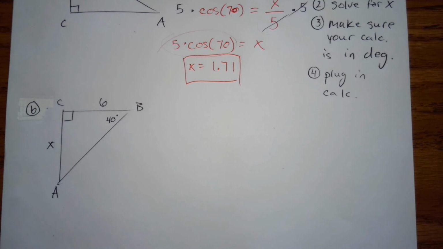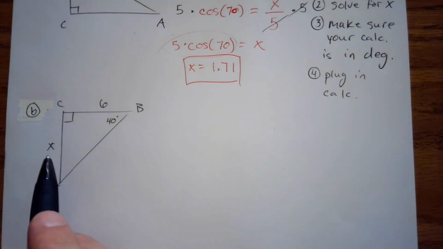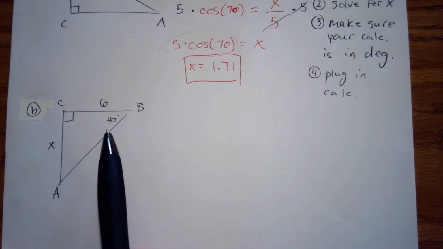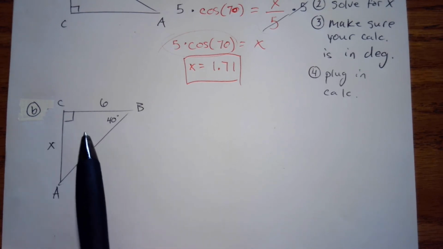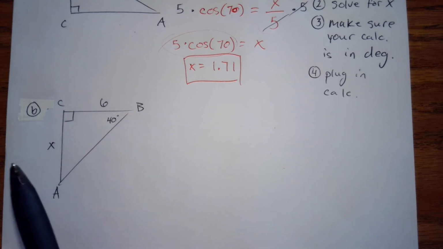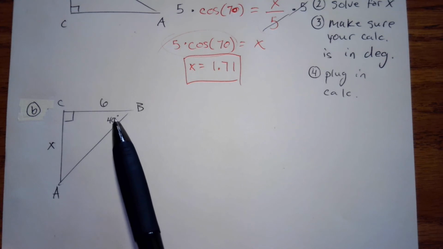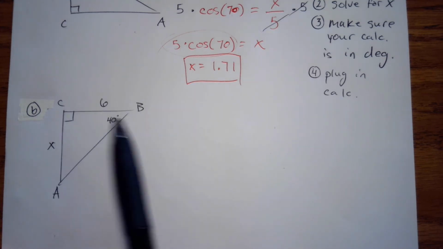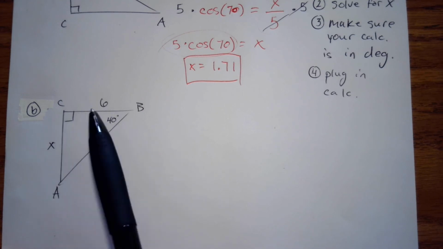So on this, we are looking to solve for x. The first thing I do is look for the angle that's given, and that's 40. And then look for the two sides that I have to deal with. I'm dealing with this side, which is the opposite of this angle, and I'm dealing with this side, which is between this and this. So this is the adjacent side.